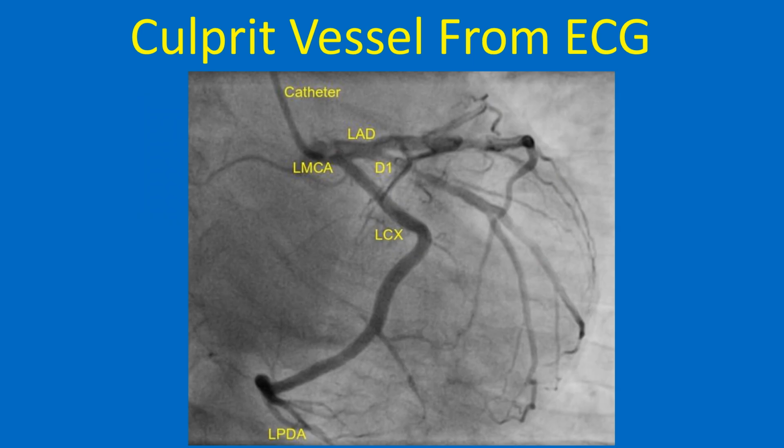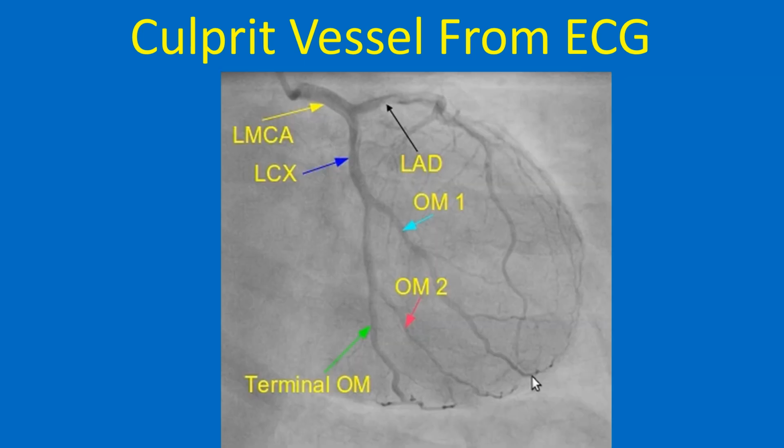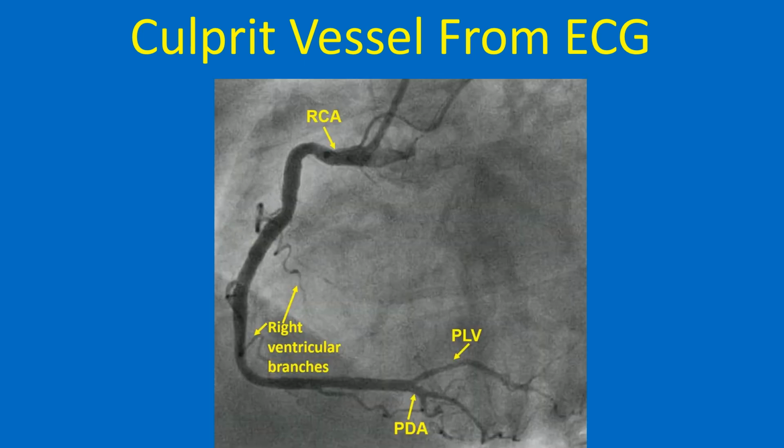Left coronary angiogram showing dominant left circumflex with left posterior descending artery arising from it. Here it is a non-dominant left circumflex and it gives only obtuse marginal branches and no LPDA. This is how a dominant RCA will look like, much larger and giving rise to posterior descending and posterior left ventricular branches. Right ventricular branches are also seen.